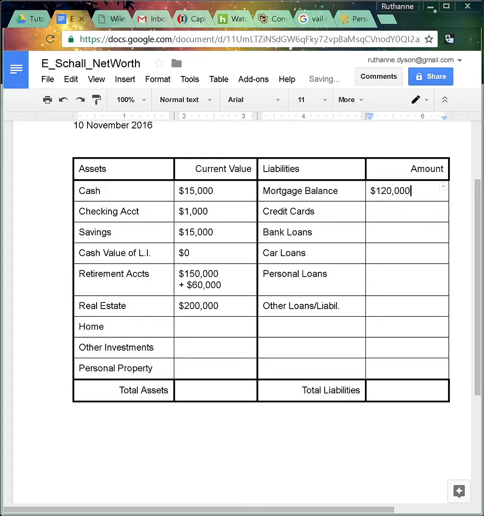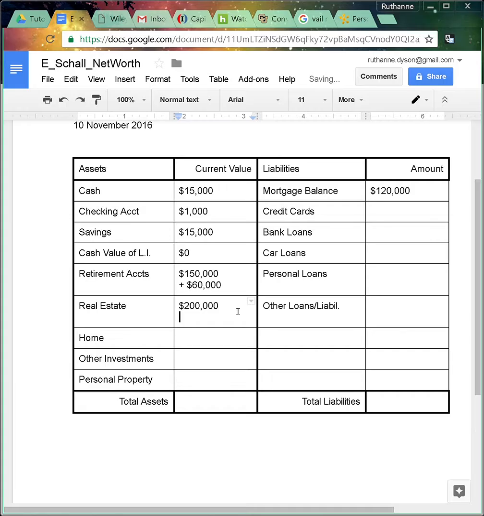Okay. He owns a condominium worth $50,000 and it is rented out. Okay, I don't care that it's rented out, but I do care that he has a condo that is worth $50,000 and he doesn't have a mortgage on it. Plus 50,000. Okay.